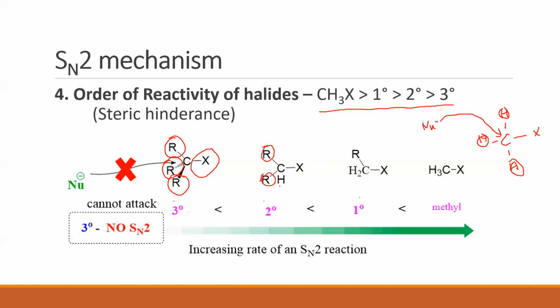Clear? The space inside is less. So therefore, the nucleophile cannot attack easily. But secondary is at least better than tertiary. Why? Because in tertiary, all three groups are R groups, which are big, bulky groups. The nucleophile cannot attack the central carbon easily. Hence, tertiary is least reactive, followed by secondary, followed by primary, and the most reactive is methyl.